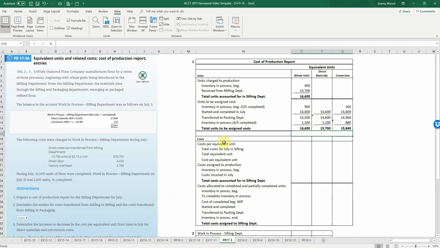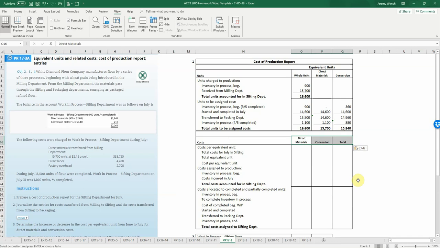Alright, so for the cost section, my labels disappeared, so let me add my labels back in here. Okay, so for the cost, we'll have direct materials, conversion, and then our total cost. And so the total cost for July, it gives us that right here, 33,755.